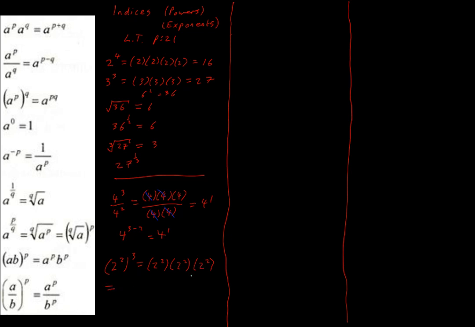2 multiplied by itself 3 times. So how many 2's have I got multiplied together in total? I have 2 by 2 by 2 by 2 by 2 by 2. I have 6 2's multiplied together in total. So what did I end up doing here? I had 2 to the power of 2, and I ended up multiplying the powers together, and getting 2 to the power of 6.